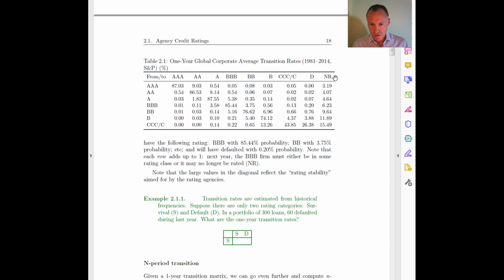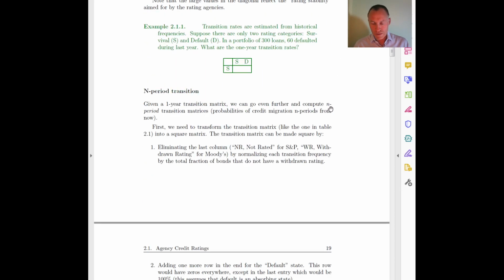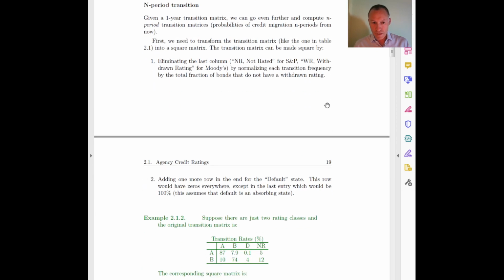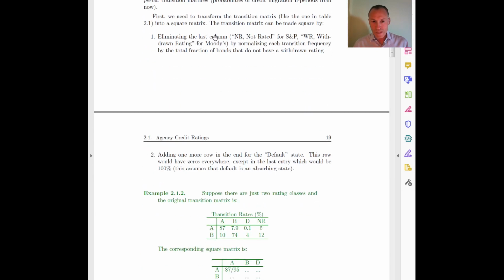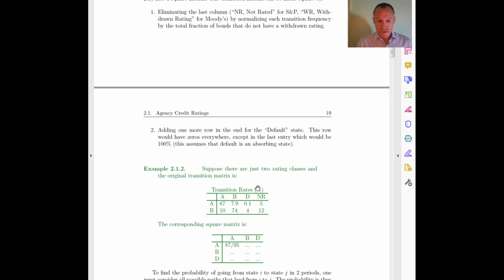this column stands for non-rated. So in practice, it happens that after some years, some firms are just not rated anymore because the firms are not paying for the service anymore, or the firms disappeared, or for some reason they don't have a rating at the end of the year. So even though this happens in practice, we have to transform the matrix to get rid of that column. So what we do is we eliminate that last column by normalizing each transition by the number of bonds that do have a rating at the end of the year. So that will become clearer with this example here that I have here.